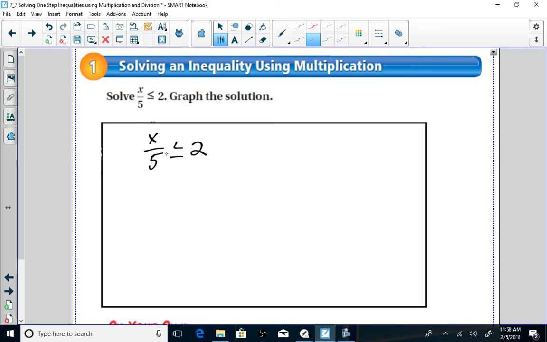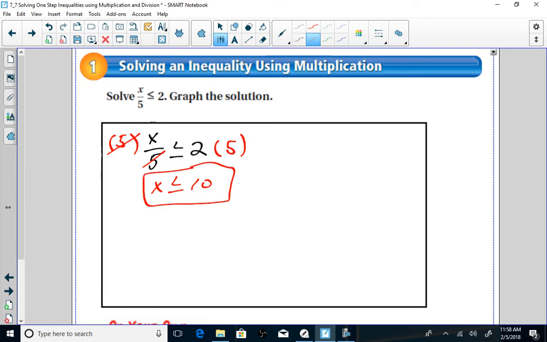Because I see division, the opposite of division, or the inverse operation, would be multiplication. Well, what do you multiply both sides of the inequality by using the multiplication property of inequality? Well, whatever is dividing the variable, that's what you use to multiply. So because I see the variable being divided by 5, I'm going to multiply both sides of the inequality by 5. 5 in the numerator is going to cancel 5 in the denominator. You're left with 1x on the left side of the inequality. The inequality symbol does not change, so it remains less than or equal to 2 times 5, which is 10.